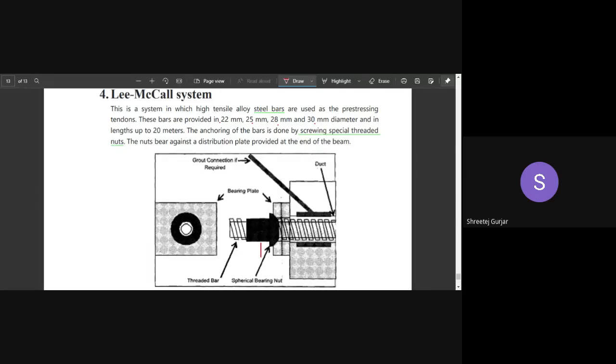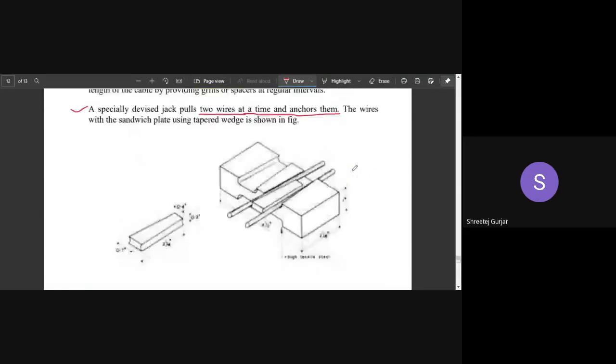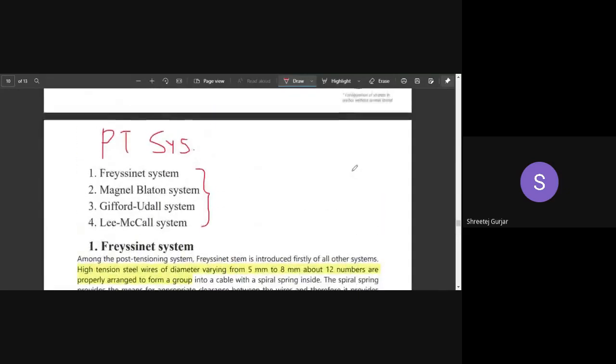All of these systems give you a method or technique for how you can anchor your post tensioning bars in place after post tensioning. These techniques are given by scientists or engineers, and they are named after them. Your first system is the Freyssinet system, second is the Magnel-Blaton system, third is Gifford-Udall, and fourth is Lee McCall.